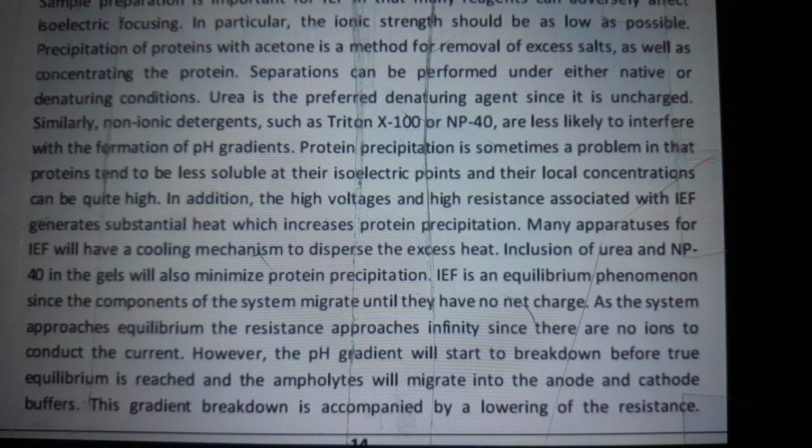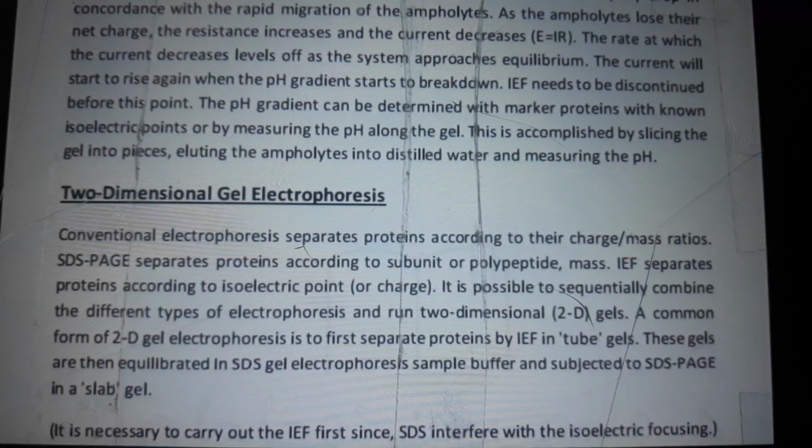IEF is an equilibrium phenomenon since the components of the system migrate until they have no net charge. As the system approaches equilibrium, the resistance approaches infinity since there are no ions to conduct the current. However, the pH gradient will start to break down before true equilibrium is reached, and the ampholytes will migrate into the anode and the cathode buffers. This gradient breakdown is accompanied by a lowering of the resistance.